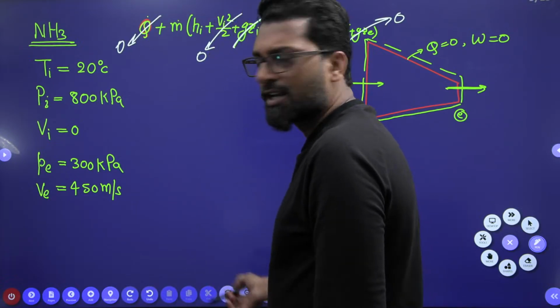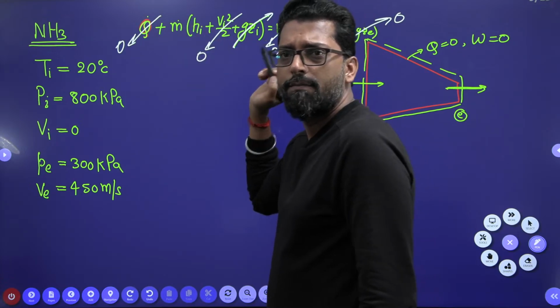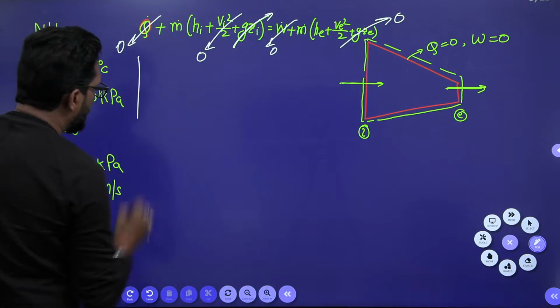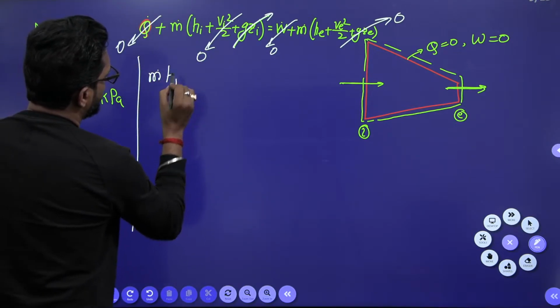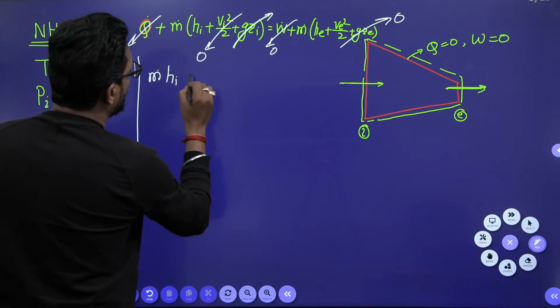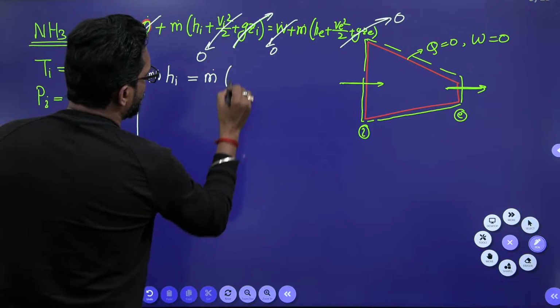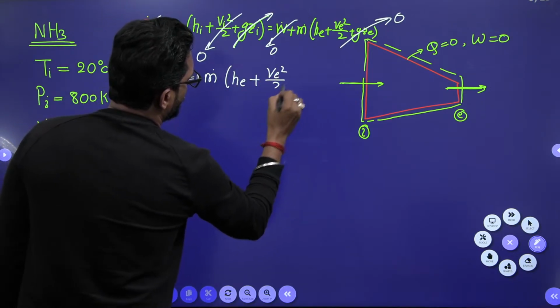Which one? The steady flow energy equation. This is a steady flow energy equation. There is no Navier-Stokes equation here. So this is not a Navier-Stokes equation. This is the steady flow energy equation: m dot hi plus Vi square by 2, equal to m dot he plus Ve square by 2.